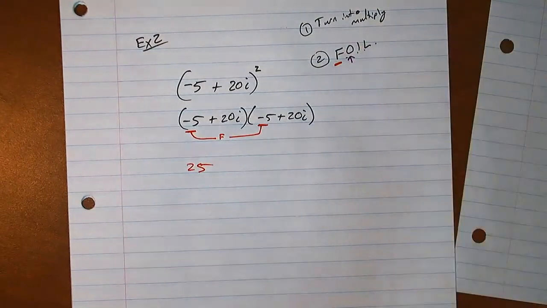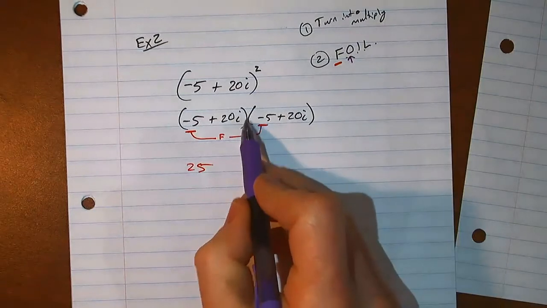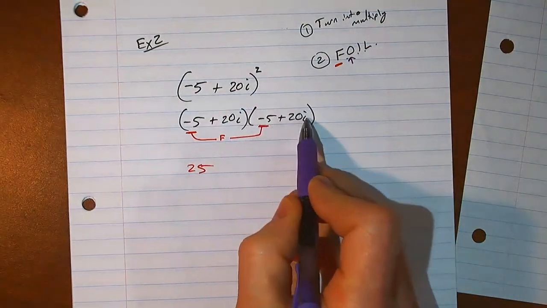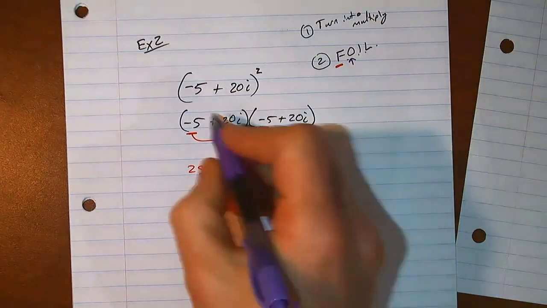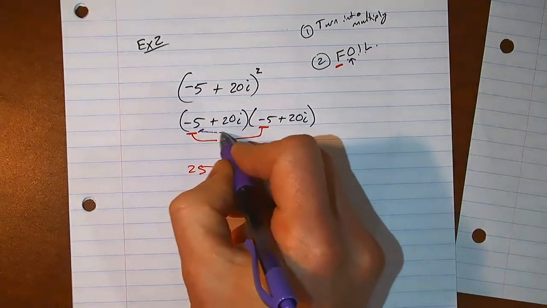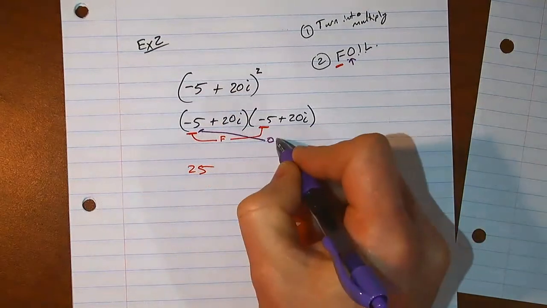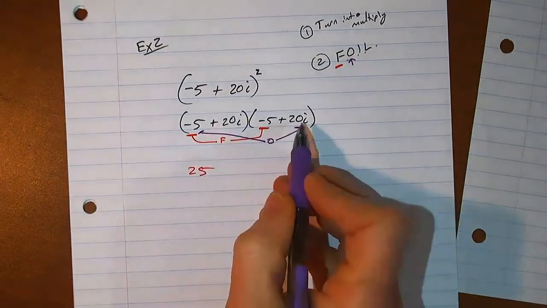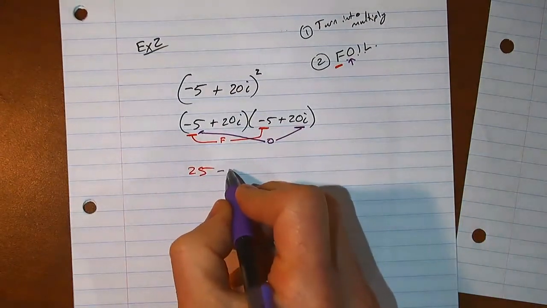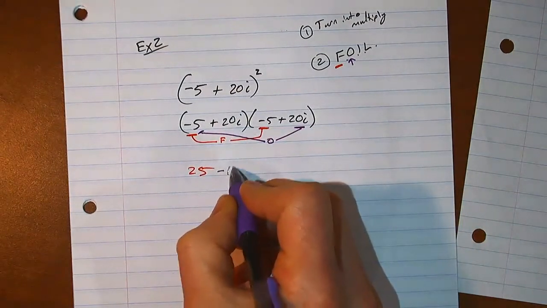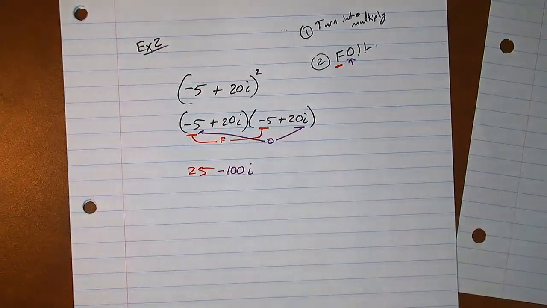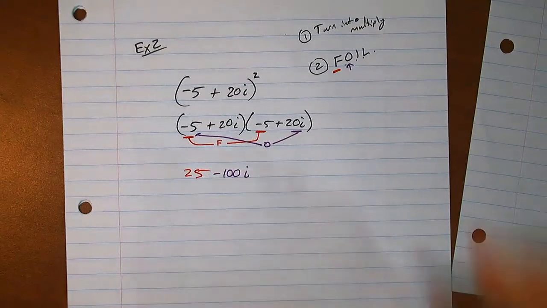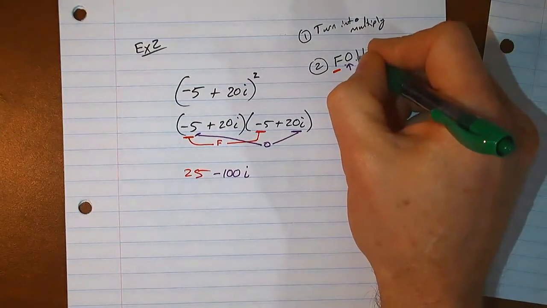O comes next. That's the parts that are on the outside. So if this is the middle, then the outermost part here is the -5, and the outermost part here is the positive 20i. So that becomes my next piece, is I'm going to multiply the -5 times the positive 20i. So -5 times positive 20 is going to be a negative 100i. Negative 100i.